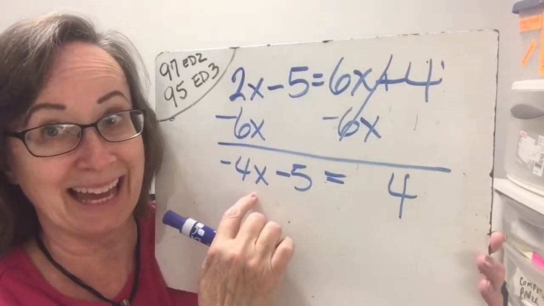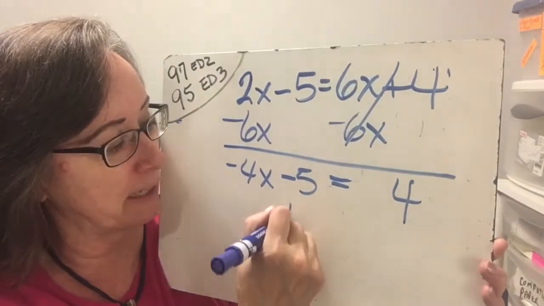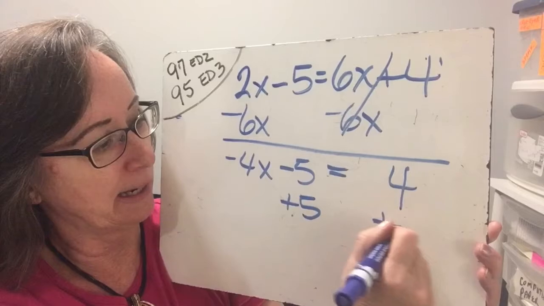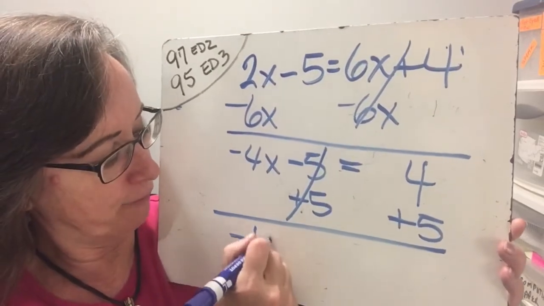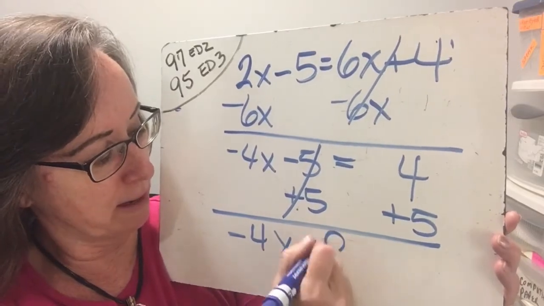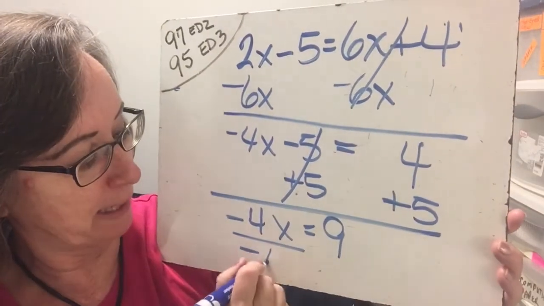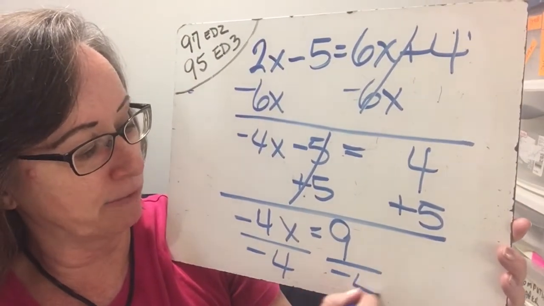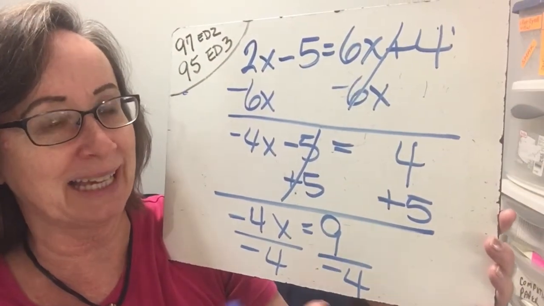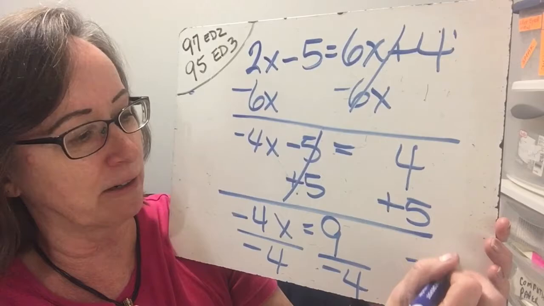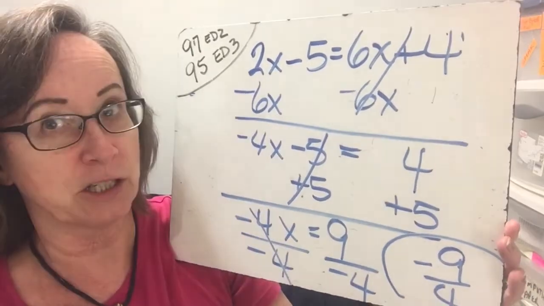Now we're trying to get the x. We only have one x now. Trying to get the x by itself, we need to get rid of the negative 5, so we add a 5. And we add a 5 over here. This cancels out. We get negative 4x equals 9. Now we're trying to get x by itself, so we're going to have to divide by a negative 4, divide by a negative 4, which is not really a problem because we know that a positive divided by a negative is a negative. Our answer is negative 9/4, and that should be our x.